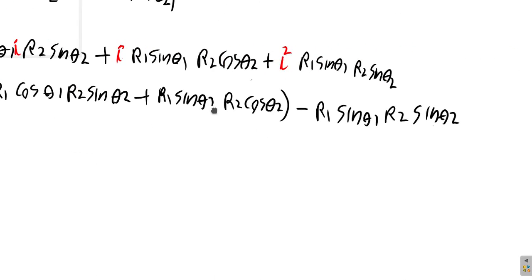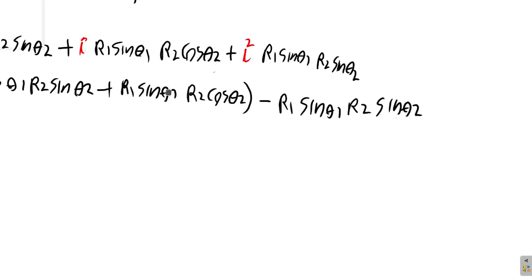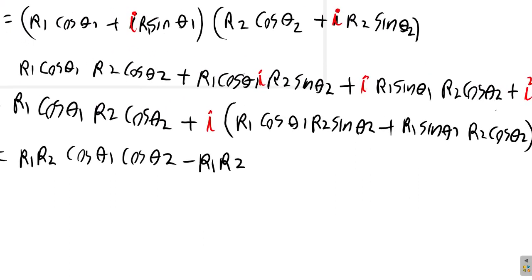What do we have out here? Minus R1 R2, so we minus R1 R2 sine theta 1 sine theta 2. See that?